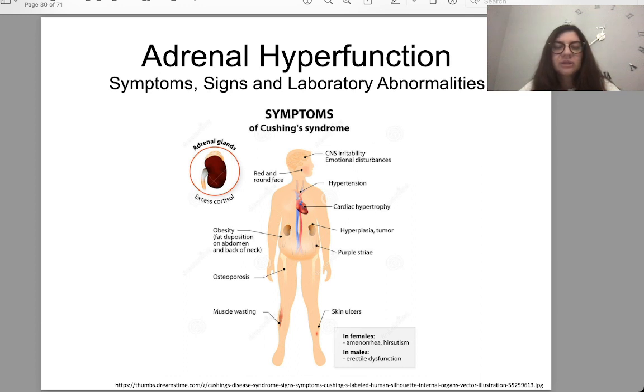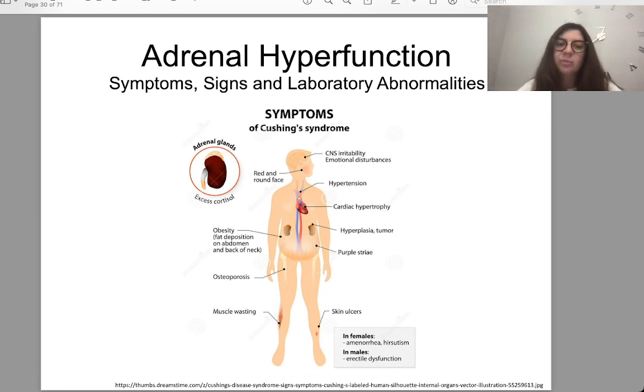And one more time, symptoms schematically for objective examination. What are we paying attention to? It can be central nervous system irritability and emotional disturbances. It is a red and round face with fat parts on the body. It is hypertension, cardiac hypertrophy we can find, and we usually find in Cushing patients during objective examination.